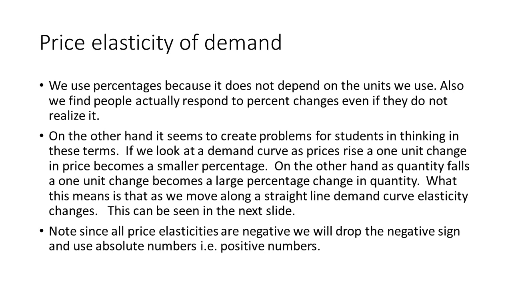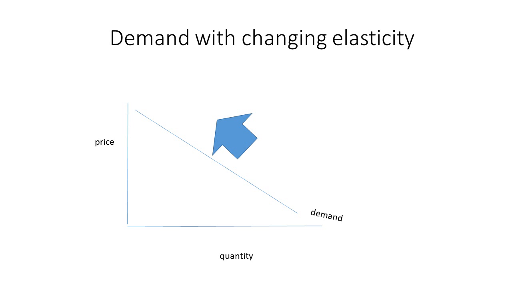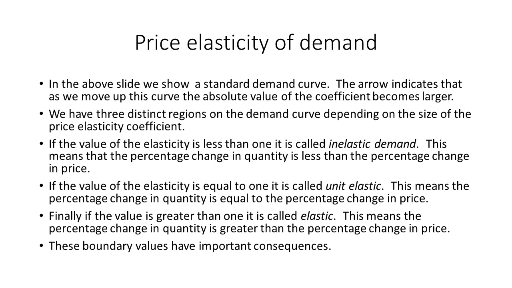Note, since all price elasticities are negative, we're going to drop the negative sign now and use absolute numbers, i.e. positive numbers. So here again, we see the demand curve, and I have an arrow showing going up. What we're going to find in the next slide, and discuss in more detail, is that as we move up that demand curve, the value of elasticity changes. And exactly how it changes, I'm going to discuss in this next slide.